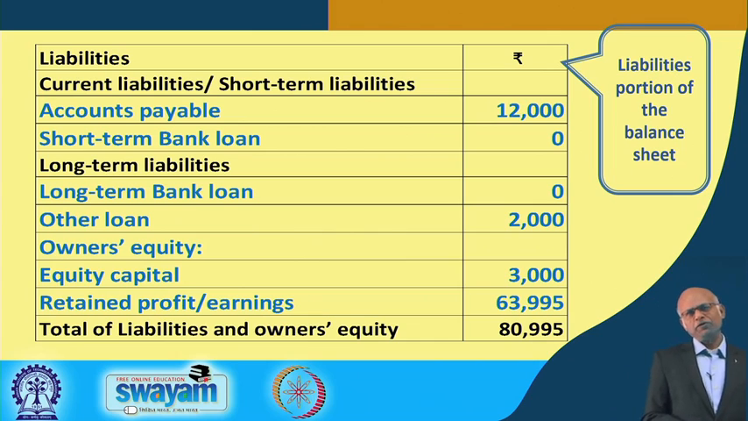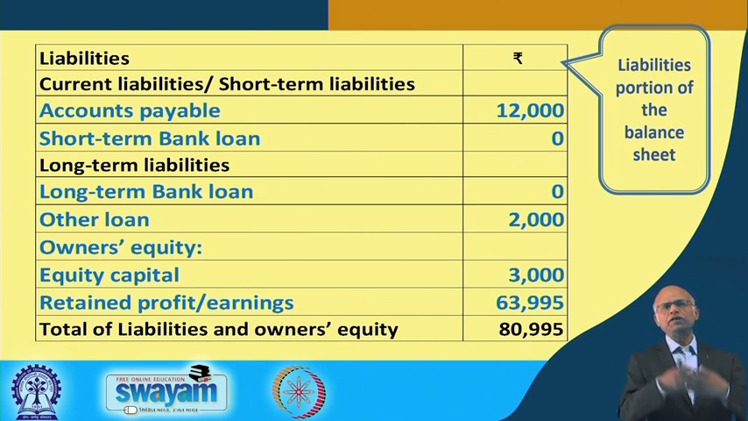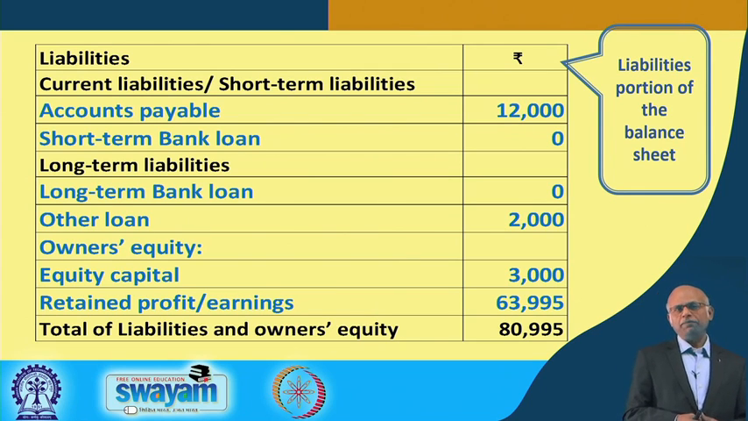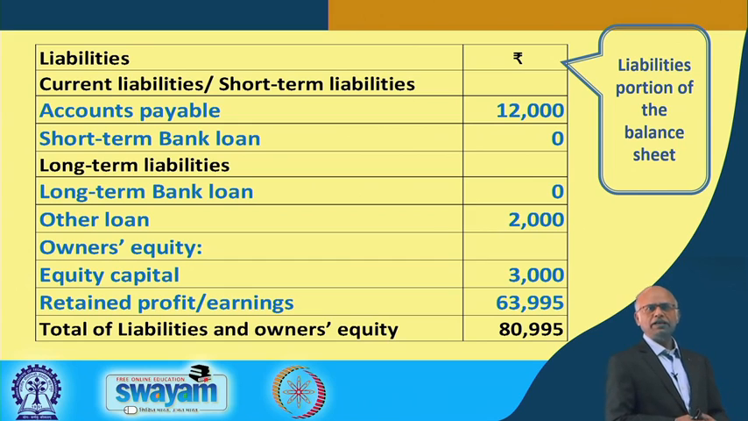In the liability front, we will start again with the most liquid liability, that is account payable, meaning that they are to be paid immediately. They can telephone, and then we have to pay them. So, that is most liquid. So, we put that at the beginning, and then short term bank loan also is current liabilities. We start with current liabilities.